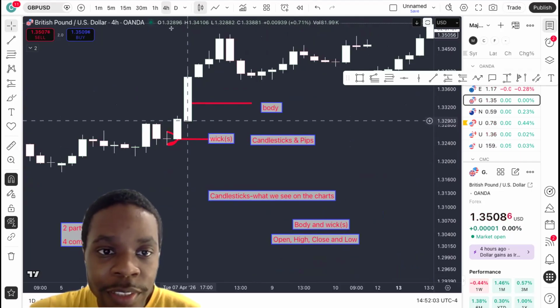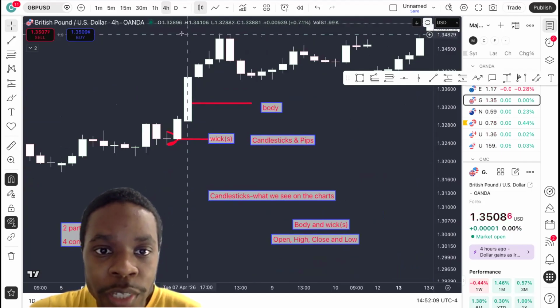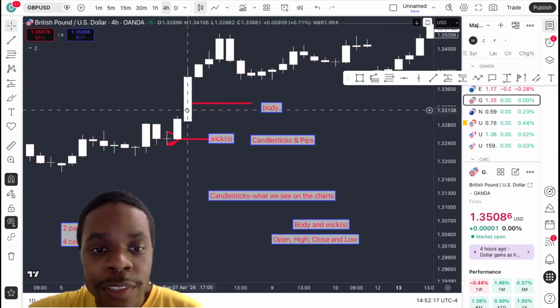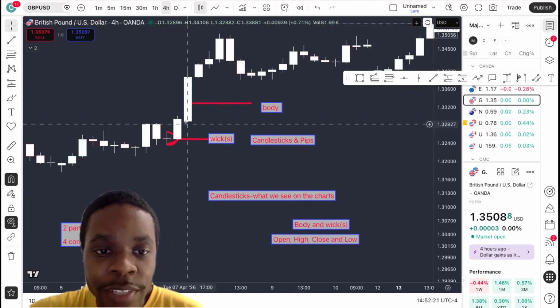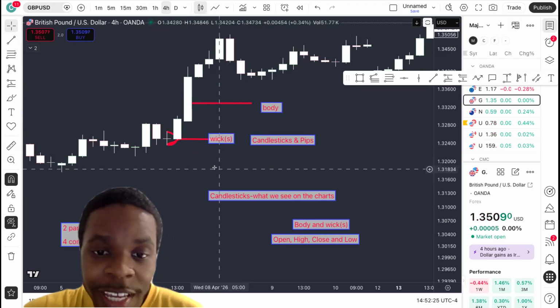As we can see, the open was 32896 and the low was 32882. Okay, I guess it did have a smaller wick, but we can't even see it. So yeah, that's two parts that make up the candle. Then you got the wicks and body, you got the open price, high, low, and close. And then I talked about pips.